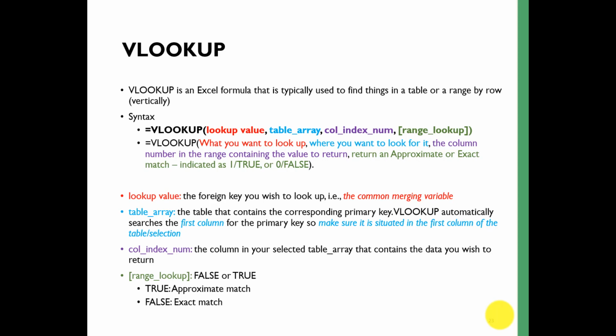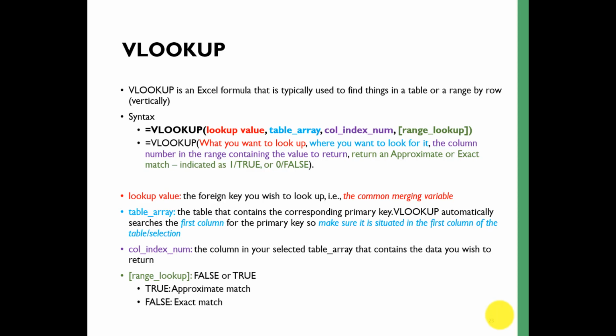Then you have the column index number as the third input variable, and this indicates the column number in the range containing the value to return. Finally, there is a range lookup option where you can put in either approximate or exact match by using true or false. We use exact match in this class, so we'll type in false as the last parameter.